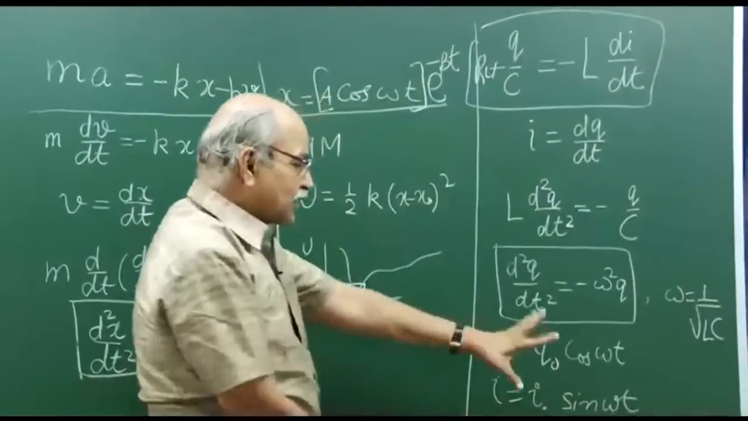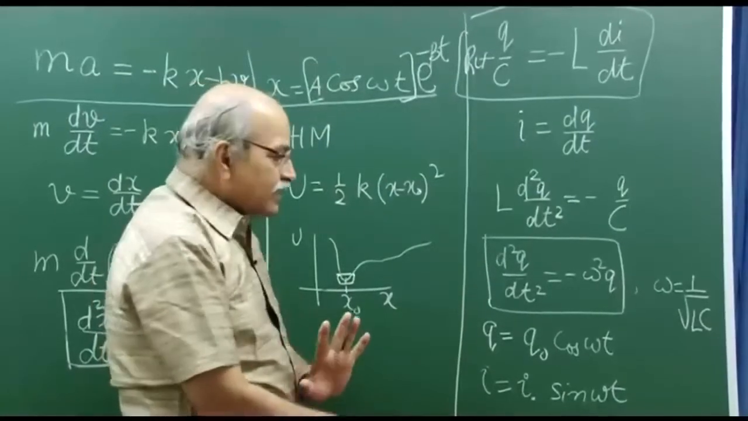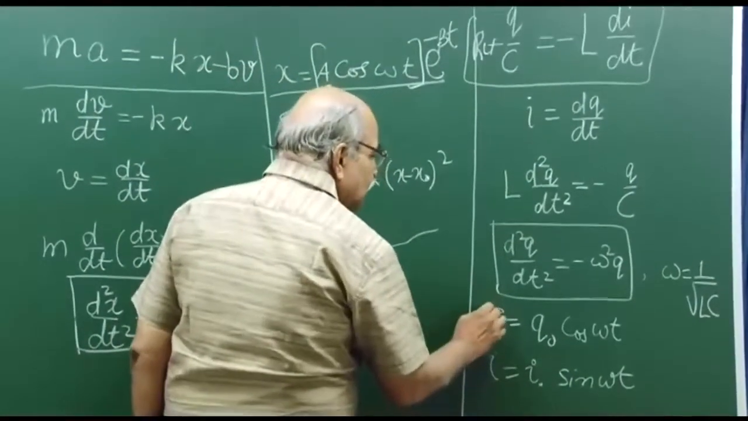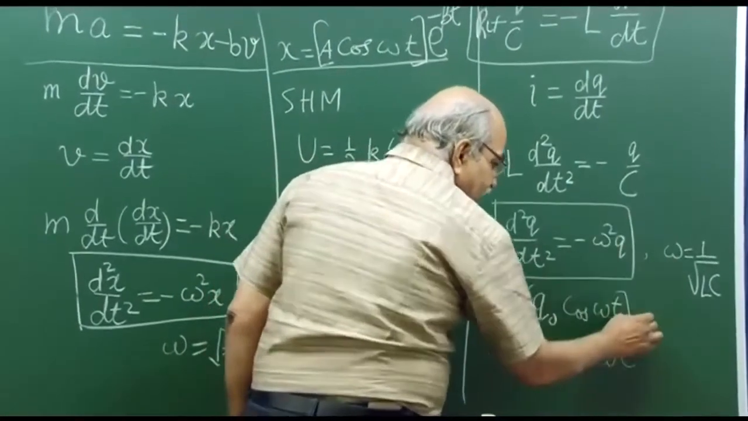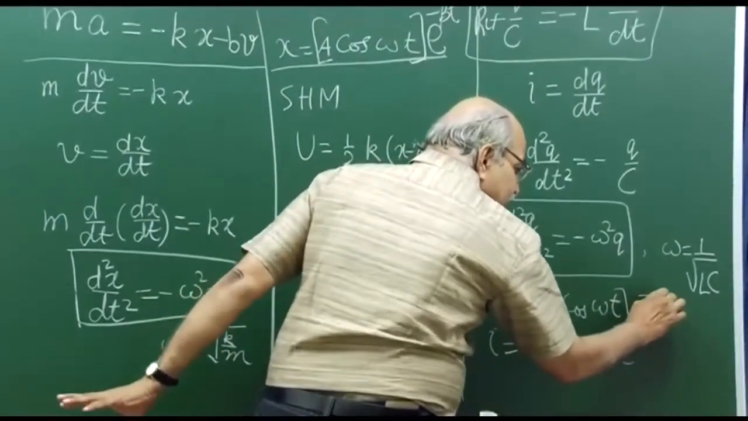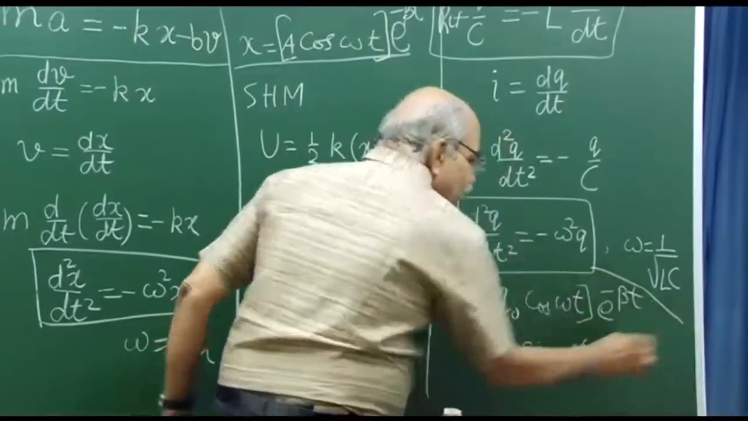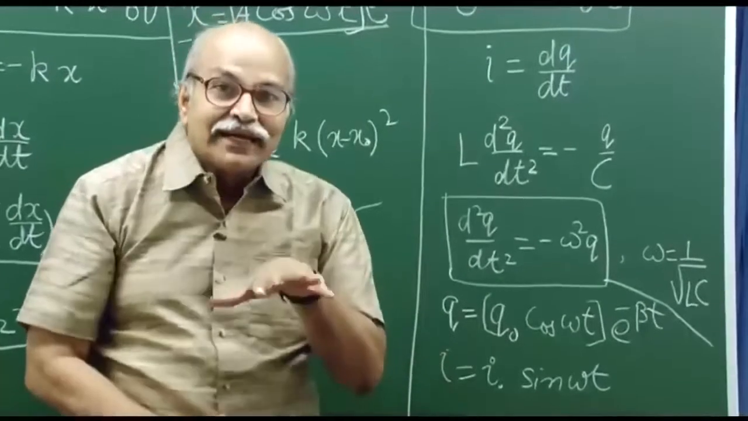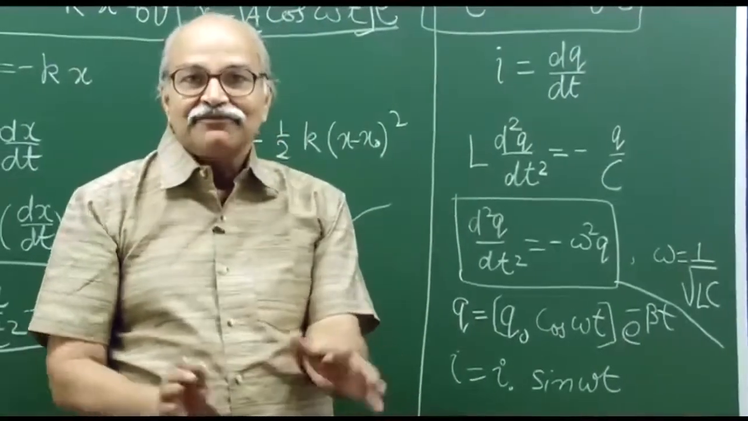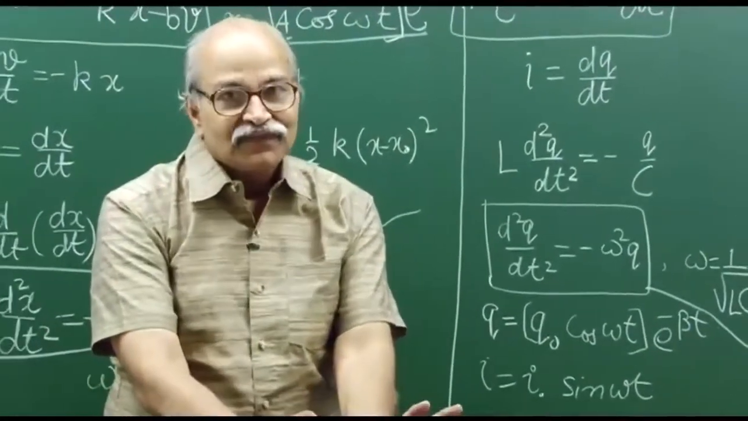Then again your equation will change, and you will have some q equal to q naught cos omega t times some e to the power minus beta t or like that. So the charge, and hence the current, will gradually damp out and finally it will all be 0.